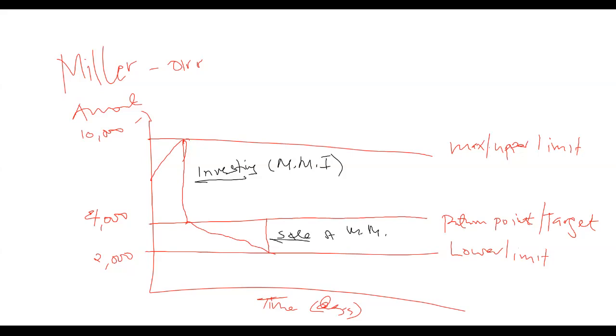So the reality is that the company's cash balance will be moving up and down. All you need to do as a company is establish the limits: what should be the maximum amount of cash we should be having, and what should be the minimum. That is how the company should be managing its cash balances. If the cash balance reaches the upper limit, the maximum, you need to reduce it back to the return point. If it approaches the lower limit, the minimum, you need to boost it back to the target cash balance, in this example the 4,000. And that's the Miller model.